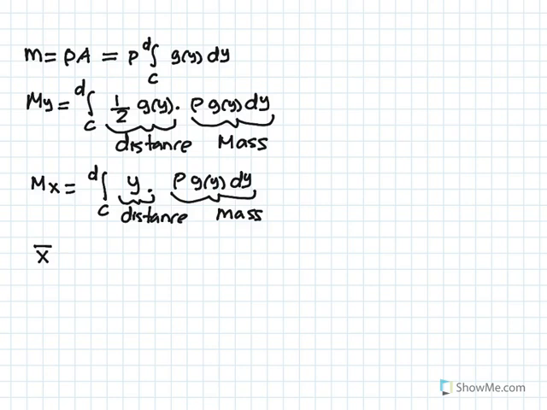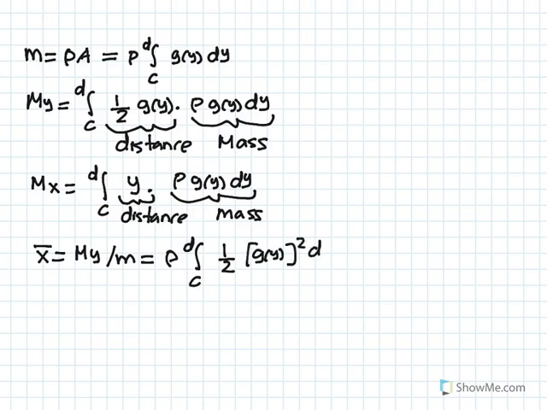So x bar is equal to the moment with respect to the y-axis divided by the mass. The moment with respect to the y-axis is rho times the integral from c to d of 1/2 g of y times g of y, so we get g of y squared, integrated with respect to y, divided by the mass, which is rho times the integral from c to d of g of y dy. Now rho cancels out. There we go. So you can see how the centroid doesn't depend on the density because it's a constant density that cancels out in the numerator and denominator.